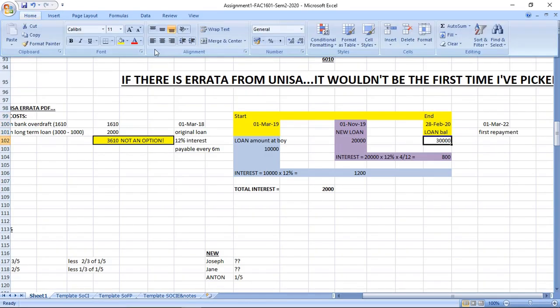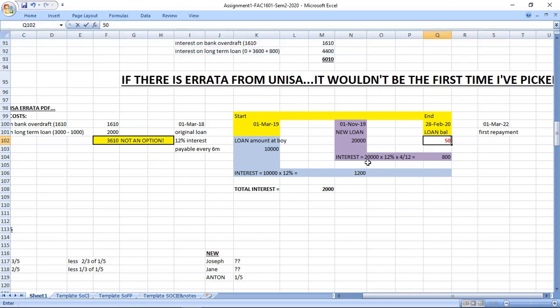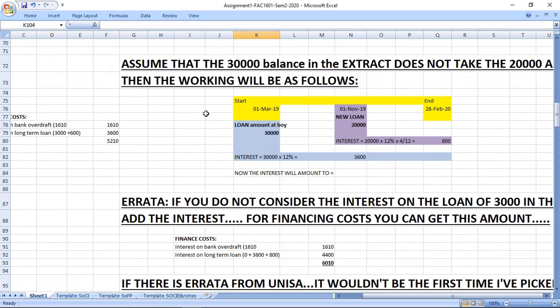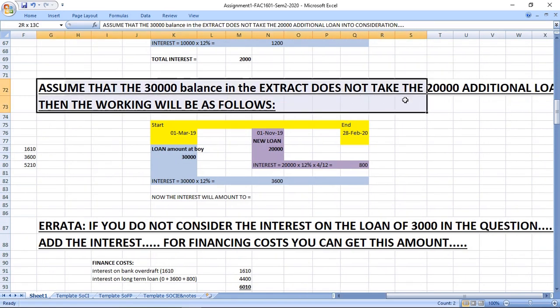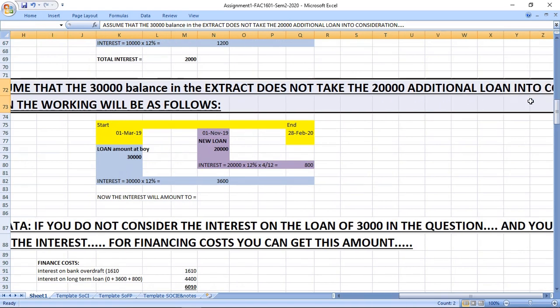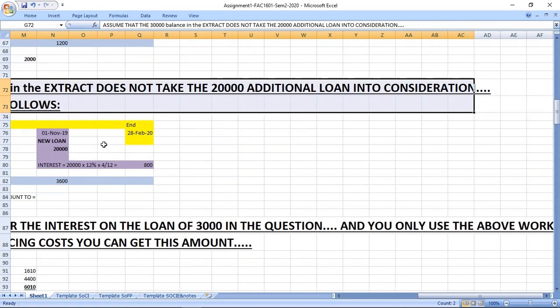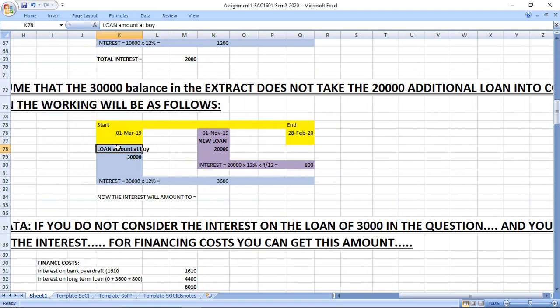So that is going to update this figure. This is going to be 50,000, okay? If that's 50,000, you've got a new loan, then the loan amount at the beginning of the year would have been 30,000. Right. Okay, which is basically what I did up here. Yes. Yeah, so I said assume that the 30,000 in the extract does not take the 20 additional loan into consideration. So I basically said that the loan amount initially was 30,000, then obviously the new loan, then I can just put in the 50 that they gave you as errata. Do you see that? Yes, yes.